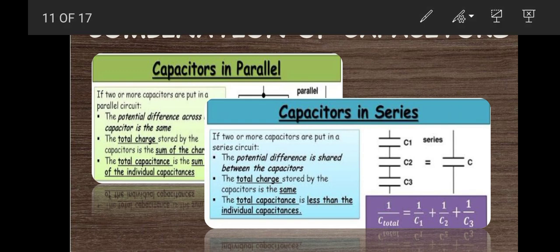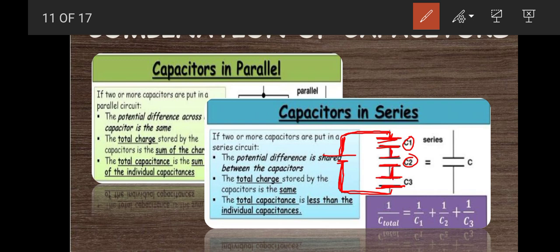Here first of all you have to understand what is meant by the series combination. Here you can see, if I draw the complete circuit like this, what is here? You can see one plate of the first capacitor is joined with one terminal of the battery, and one plate of the last capacitor is joined with the second terminal of the battery. But within the circuit, you can see that the second plate of the first capacitor is joined with the first plate of the second capacitor, then the second plate of the second capacitor is joined with the first plate of the third capacitor.